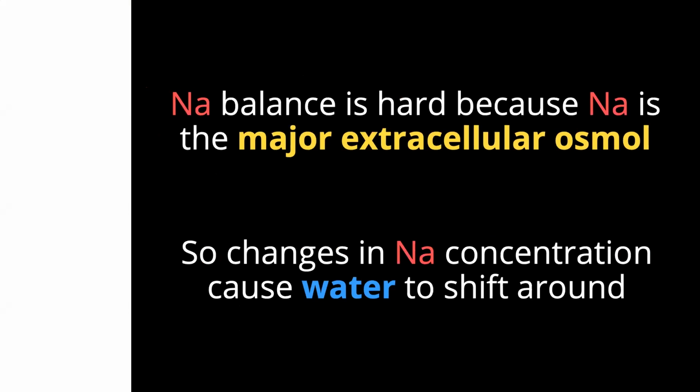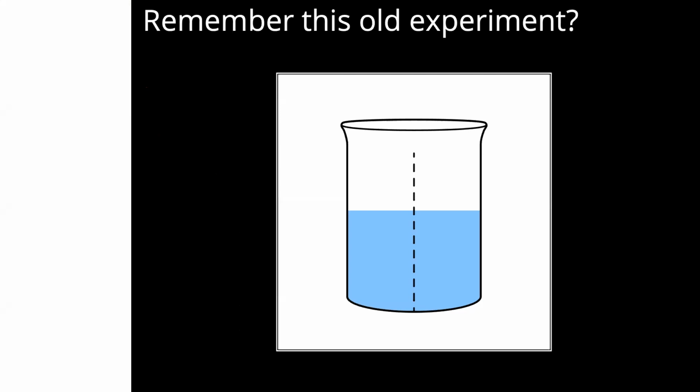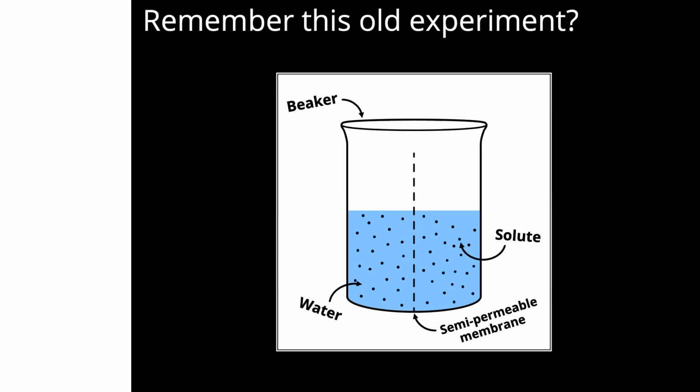Sodium balance is difficult because sodium has an important job, which is that it's the major extracellular osmol. It's the thing outside of the cells that's controlling the volume of that water compartment. So when you have changes in sodium concentration, the water will move around in response to that, right? Let's illustrate that with an example. You may remember something like this from chemistry class, where you had a beaker, some water in the beaker, and a semi-permeable membrane that let the water go through, but what it didn't let through was the solute you had dissolved in that water.